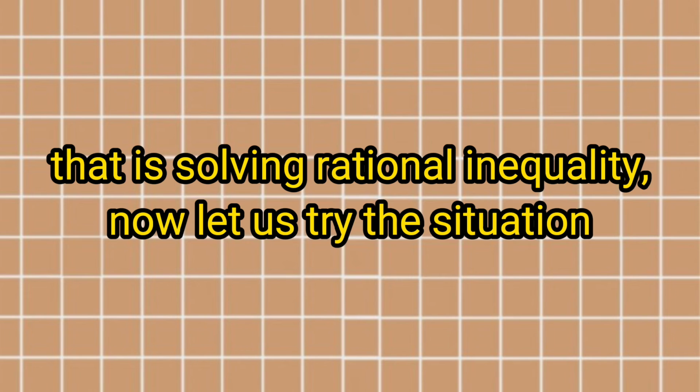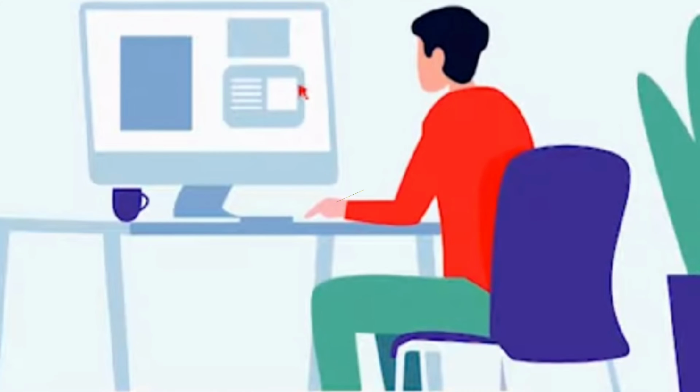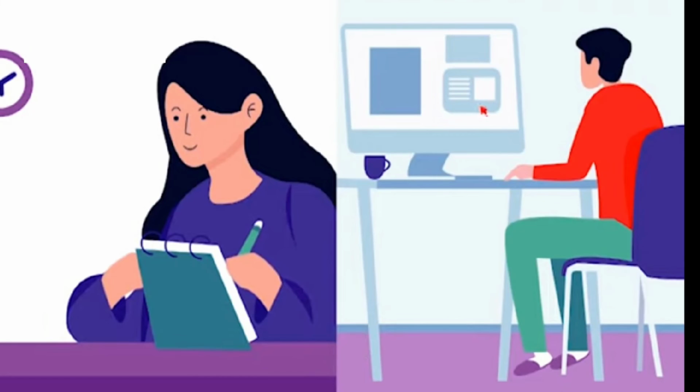That is solving rational inequality. Now let us try the situation. The pandemic brought a challenge in the educational system of our country. Schools have to offer distance learning modalities. Students will be kept responsible of their time for academic work at home. Hence, a student who chooses asynchronous distance learning has to budget his or her time to accomplish tasks efficiently.